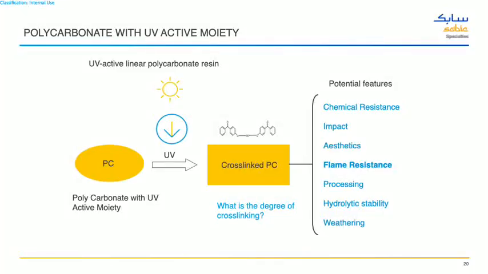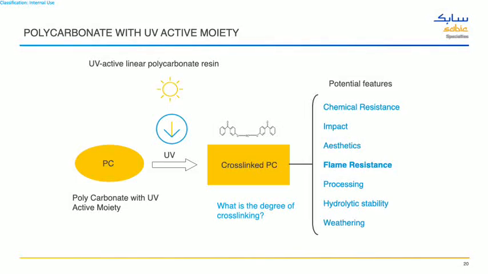For example, here I say it's a polycarbonate with a UV active moiety. This is a polycarbonate, and then you have UV light so that it forms a radical and cross-links, and then we have to figure out how much cross-linking we have. Those cross-linking features can give a good chemical resistance material. It doesn't hurt the impact properties, that's the right way to say it. And also good aesthetics, good flame resistance, good processing, good weathering. So the focus is more on the flame resistance, right?